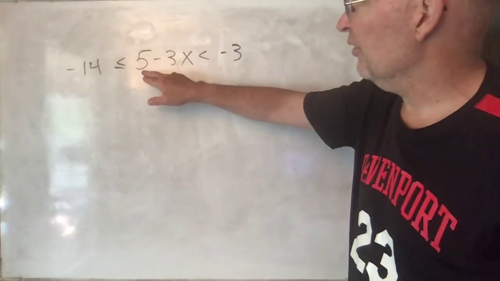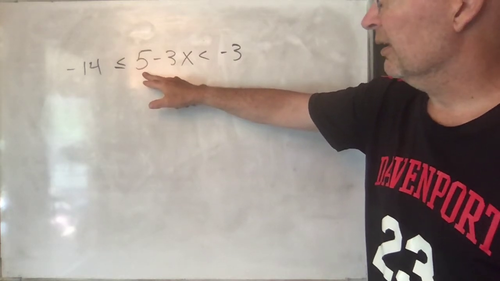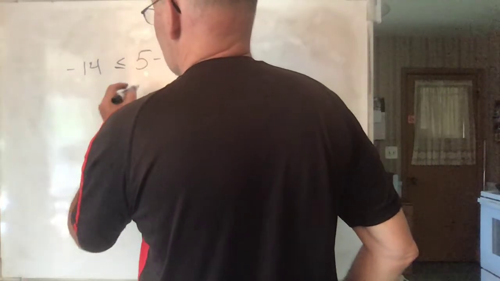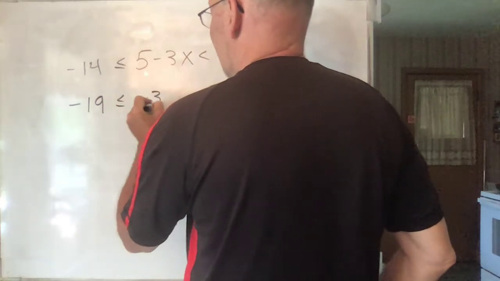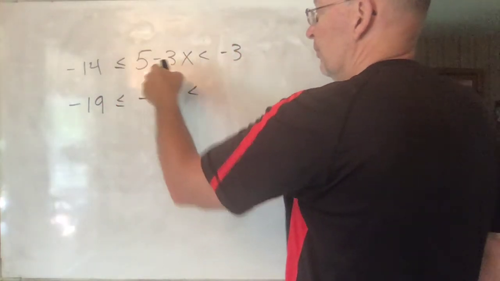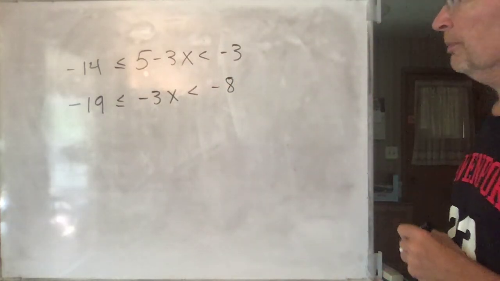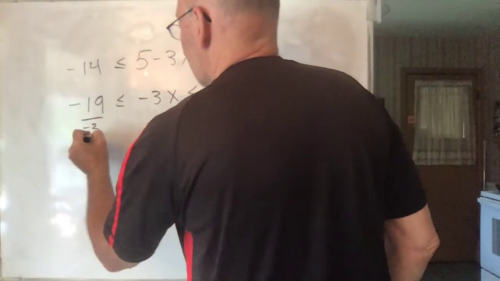Well, first of all, notice I'm going to have to subtract 5 from everything. So I'm going to subtract 5 from everything. And when I do that, I'm going to get what? -19 is less than or equal to -3x. Subtract 5, I have -3, and I subtract 5, it's going to be -8. Everyone agree with that? And now we're going to divide everything through by -3.